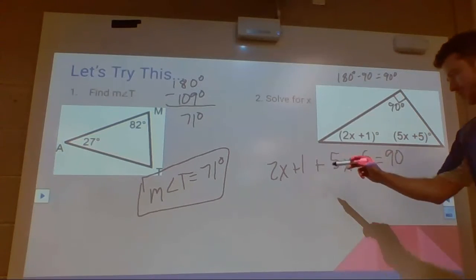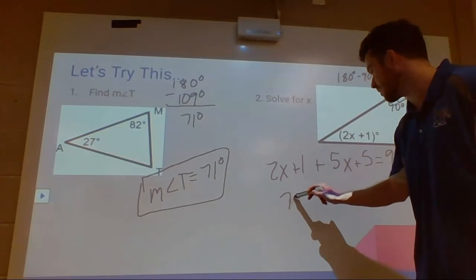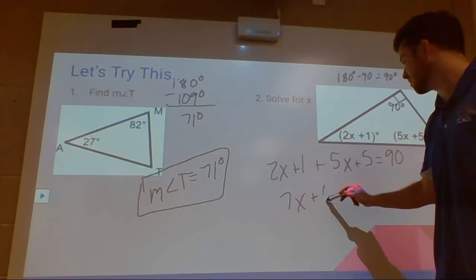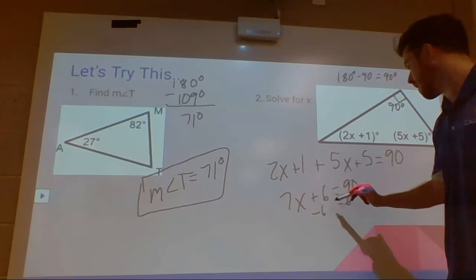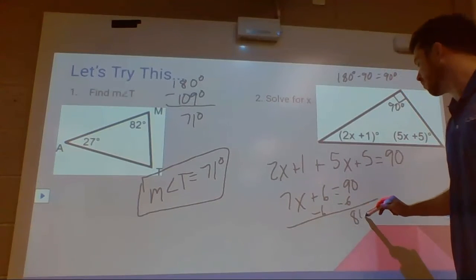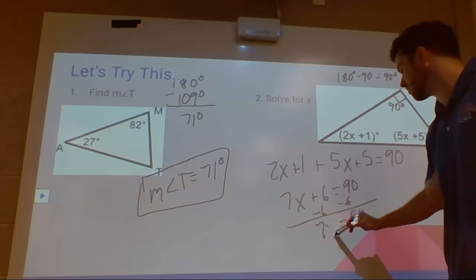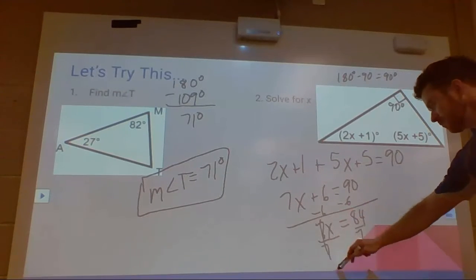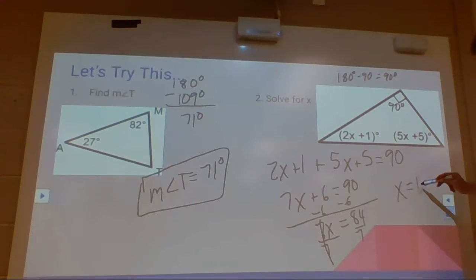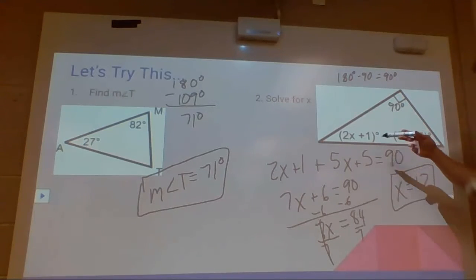Okay, so now I'll combine like terms. 2x plus 5x is 7x. 1 plus 5 is 6. And that equals 90. Subtract 6 on both sides. Get 84. 7x equals 84. Divide both sides by 7. x equals 12.